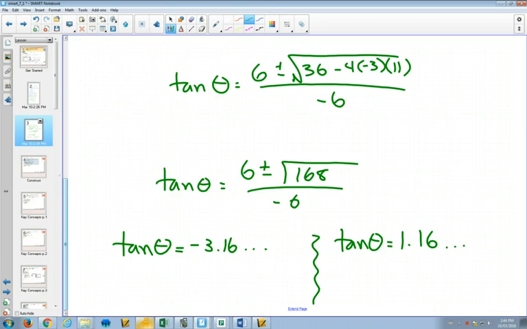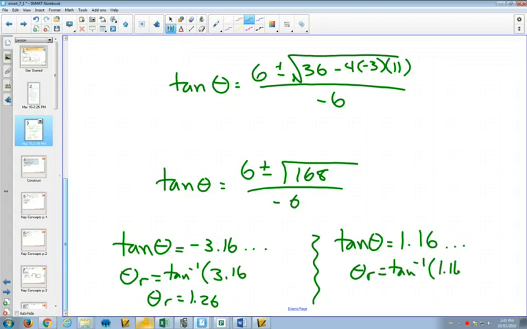So I need to find, in both of these situations, what my reference angle is going to be. To get my reference angle, instead of drawing out the pictures, eventually you're going to be fast enough to say it's just tan inverse of positive 3.16, and you get a reference angle of 1.26. For this one, my reference angle will be tan inverse of 1.16. Again, I don't want to round early at any point until I've got my final answers. That's when I'm going to want to round. So here I get a reference angle of 0.859 dot dot dot.